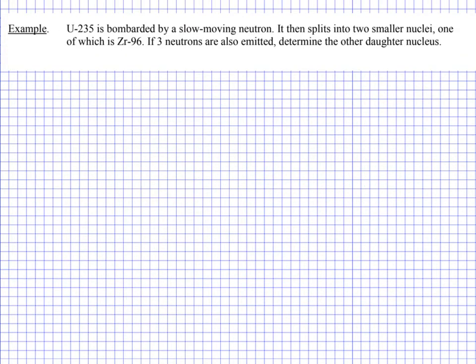Okay, so for example number 2, we go through the same process. This time we have uranium, which is the isotope 235, and it's bombarded by a slow-moving neutron. Slow-moving just means it doesn't have much kinetic energy, so we can essentially ignore any extra energies in this. So there's our neutron, 0 and 1. Uranium, of course, is the atomic number 92. So this is going to split into 2 smaller nuclei, one of which is zirconium. So let's put that on here, zirconium isotope 96.